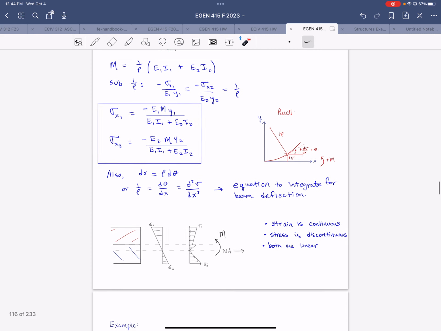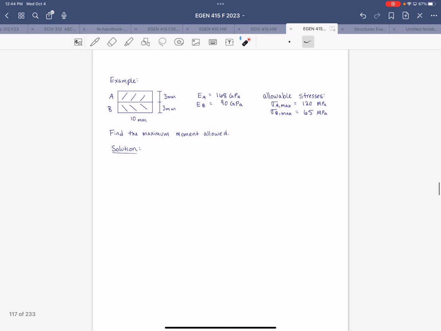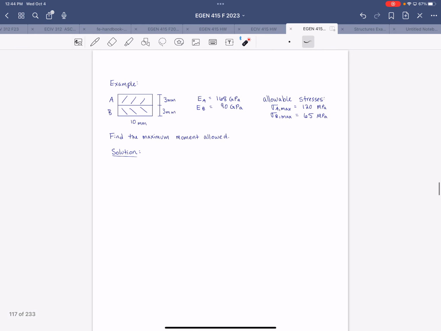All right, so where are we? About 6 minutes left. So we can go ahead and start this example. It's pretty simple and straightforward.